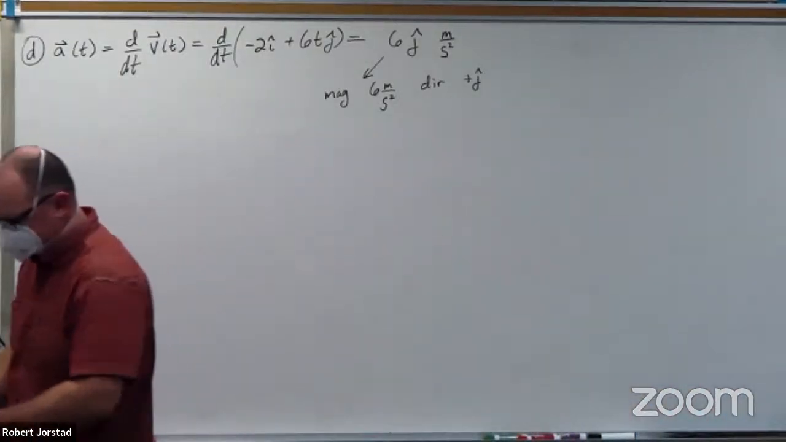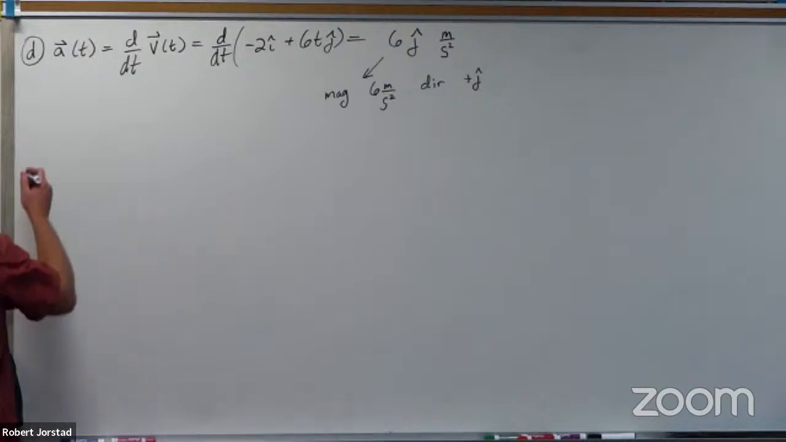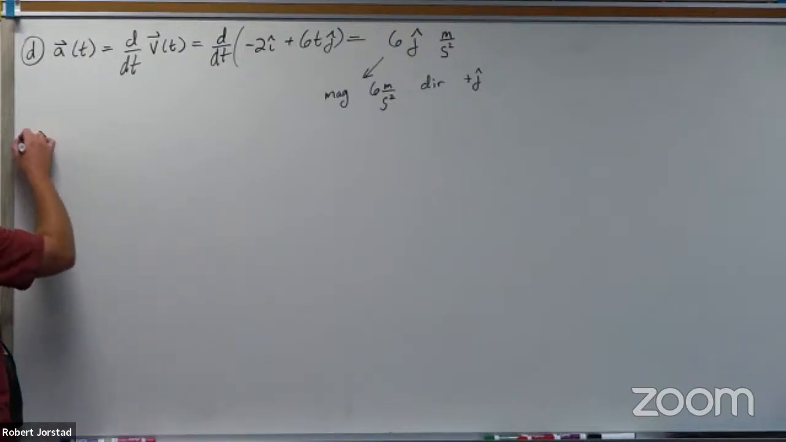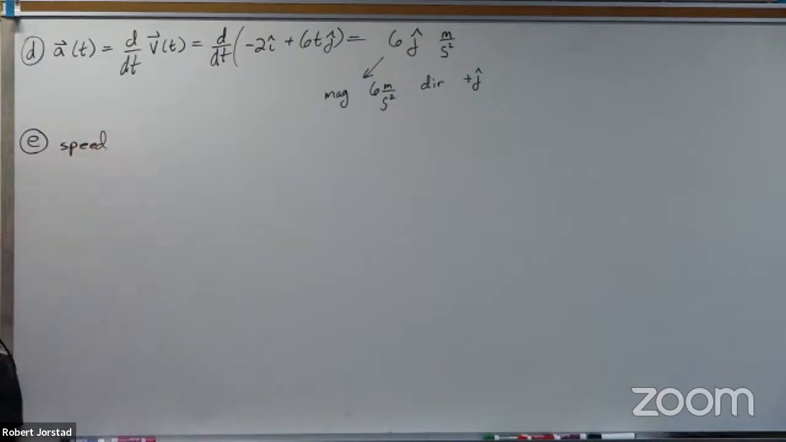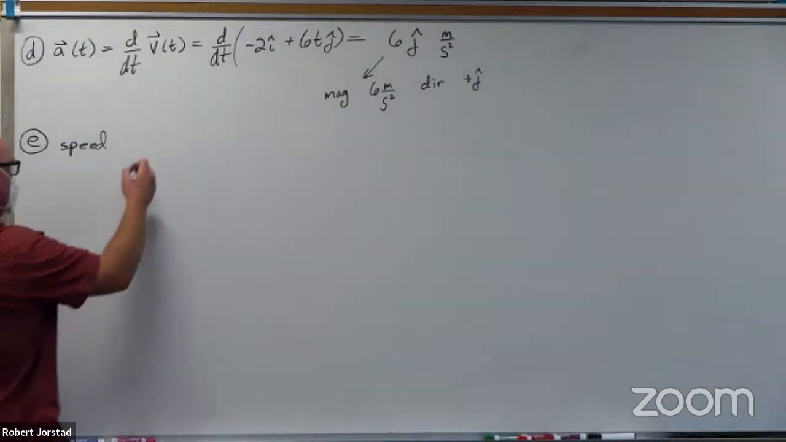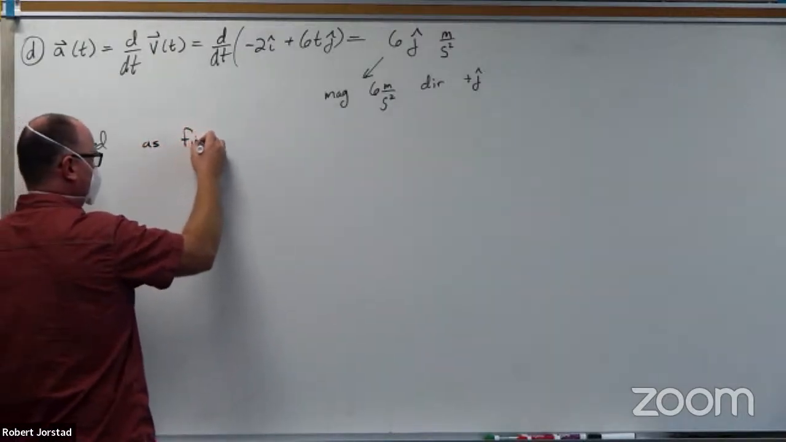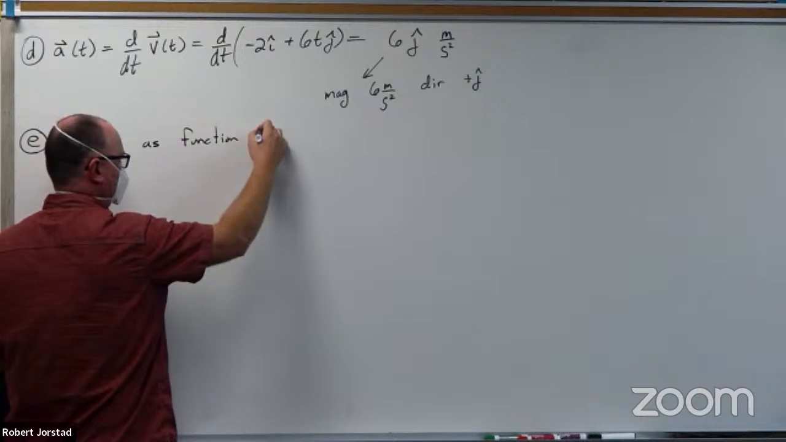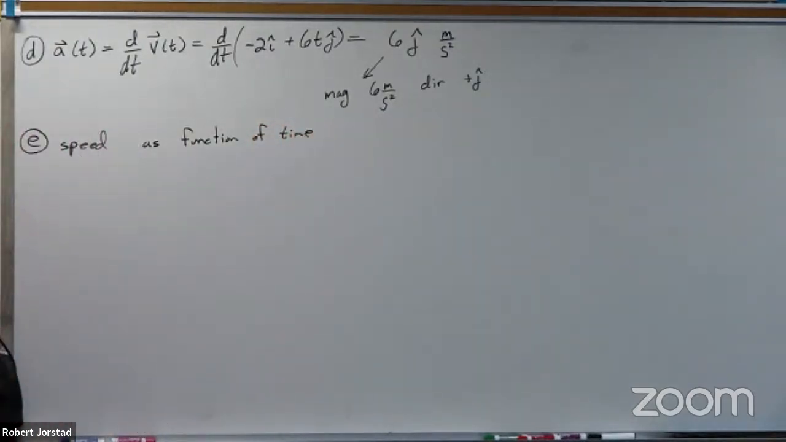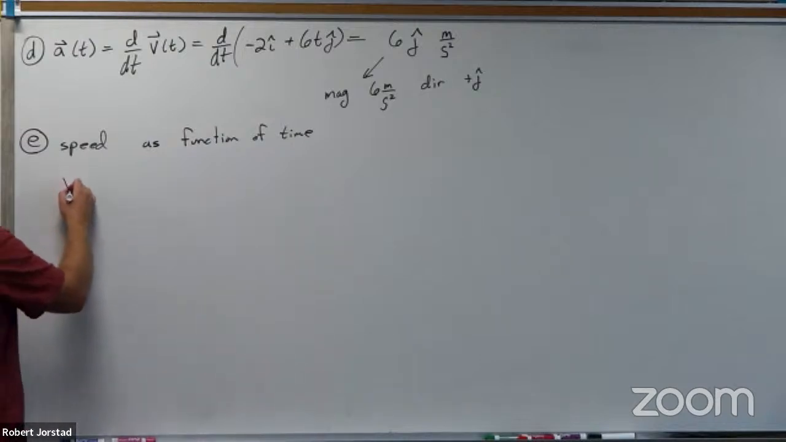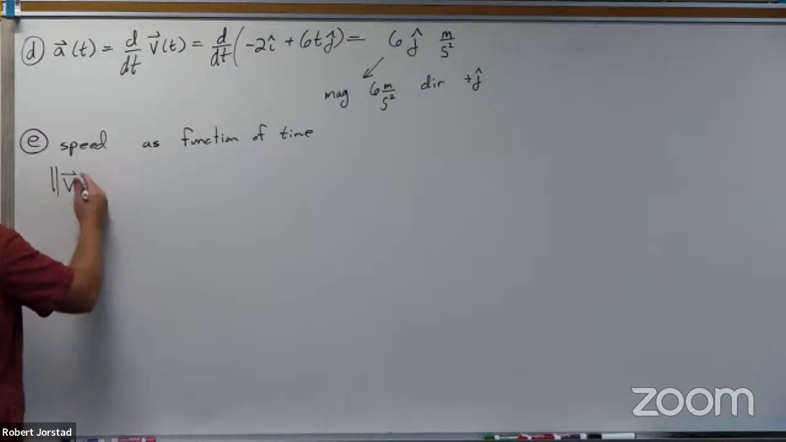What's part E? Speed as a function of time. Is that right? We want speed as a function of time. We need the magnitude of the velocity as a function of time, right?